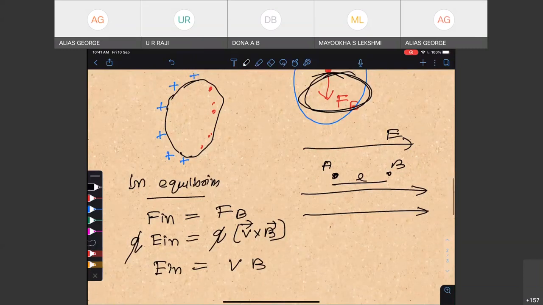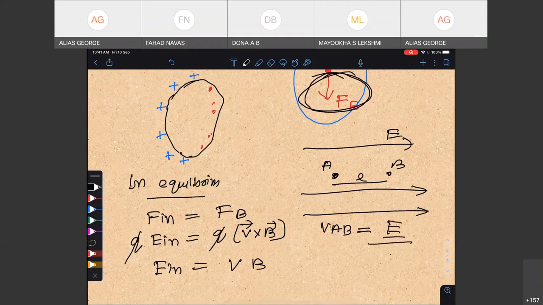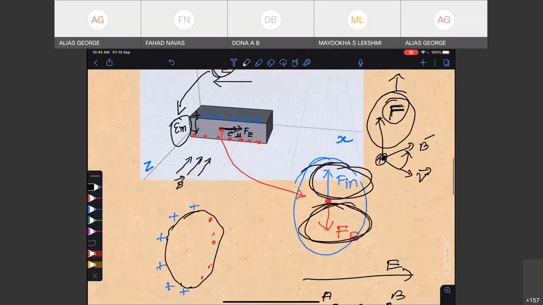So I applied a uniform electric field, and I took two points, and the separation is L. So what is the potential difference between those two points? E by L. Yeah, good, E by L. So you know this equation, right? In this case also.